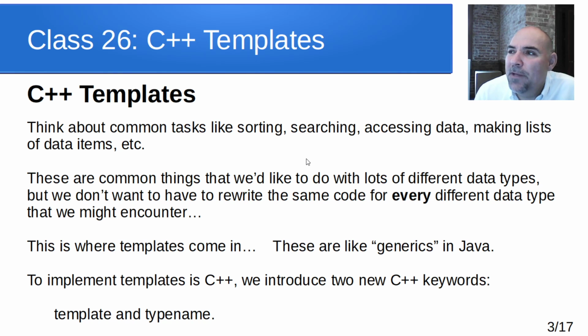And if you've programmed any in Java, you may have seen generics. Templates in C++ are kind of like generics in Java. To implement templates in C++, there are two new keywords: template and typename. And really, for typename, there's an alternate, so you don't even really need to use that one. We'll see that in a little bit. But template we are going to need to implement templates, which makes sense.